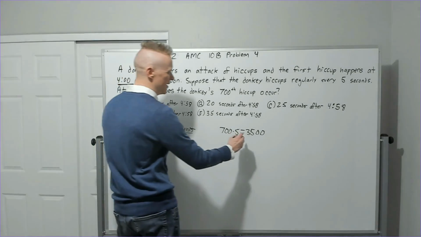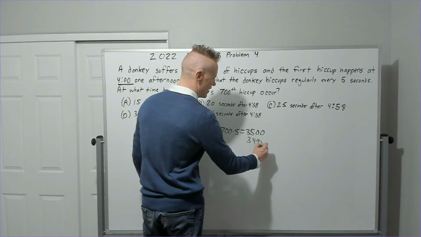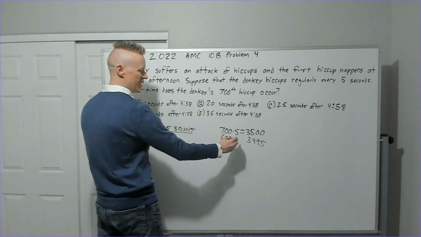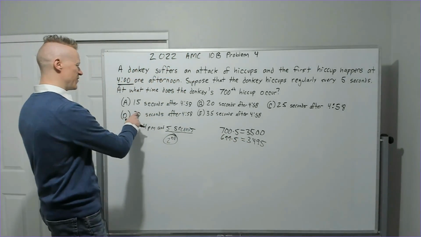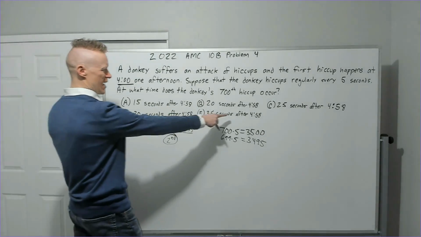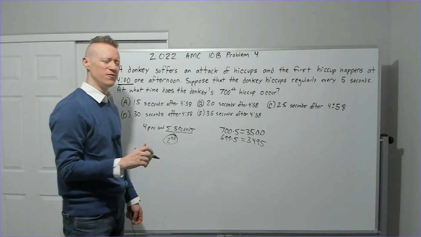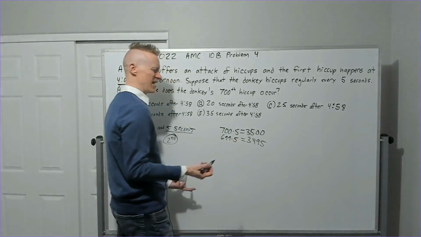So therefore, if we want 700 hiccups, we really only have 699 gaps of 5 seconds. Be careful with that. So this is going to be 3495, which is what we actually want, 699 times 5. Now, glancing at the answers, after 4:58, it's pretty clear it's going to happen after 4:58. Let's just utilize that to our advantage.